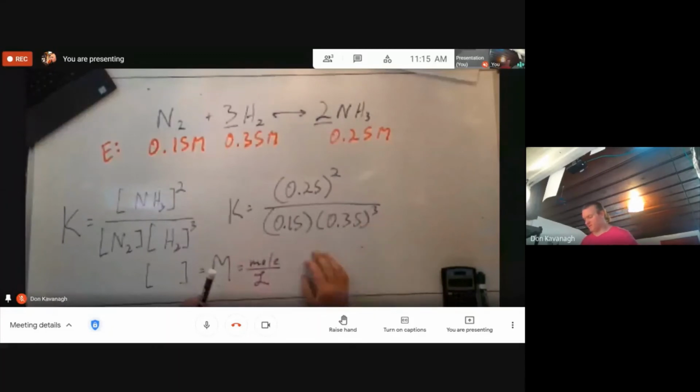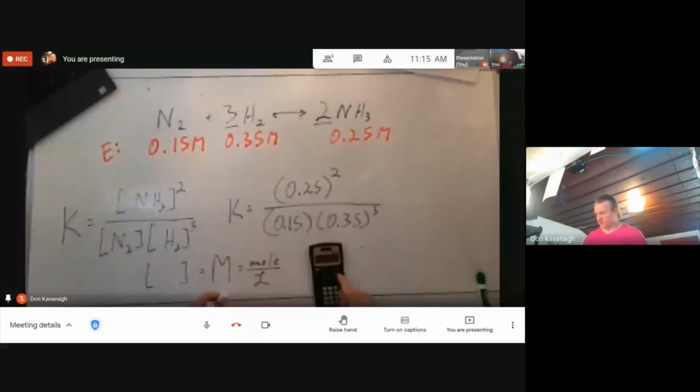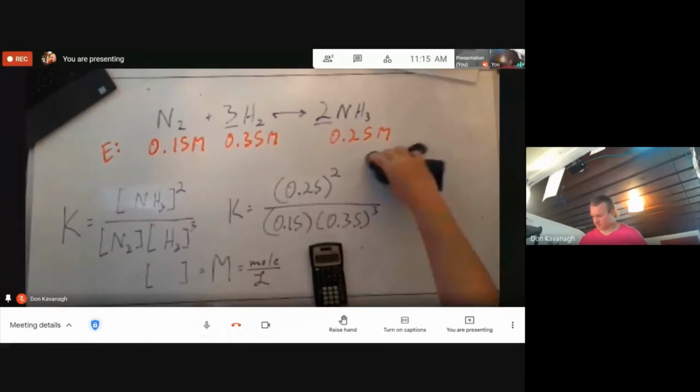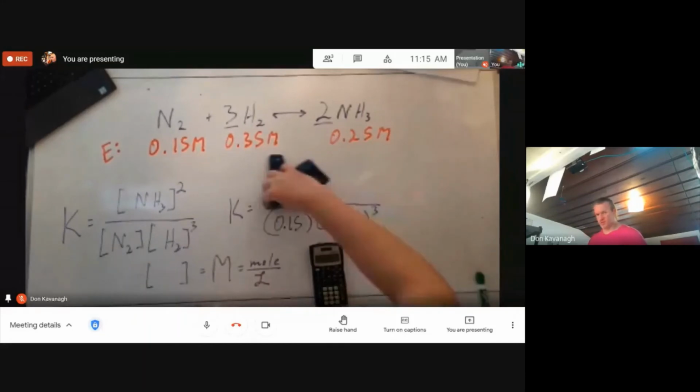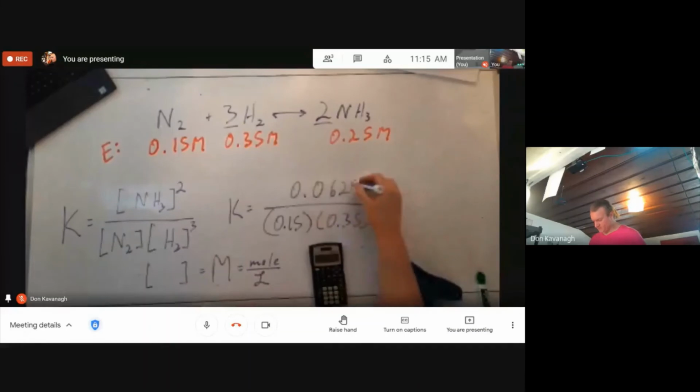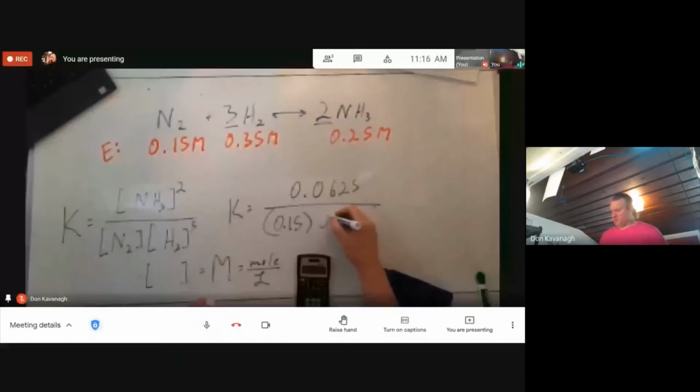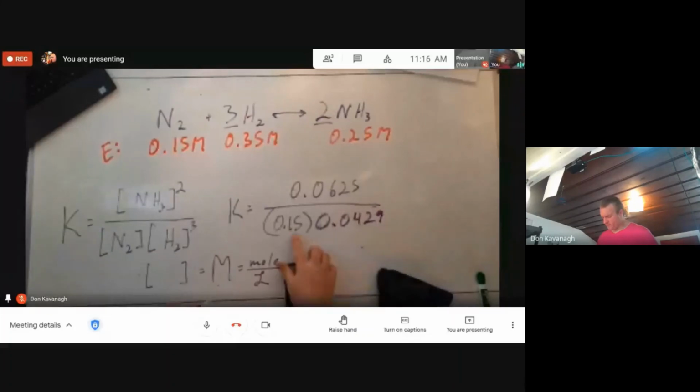I'm going to piecemeal this out and do things one at a time. So 0.25 squared is 0.0625. 0.35 cubed is 0.0429. 0.15 times 0.0429 is 0.006.